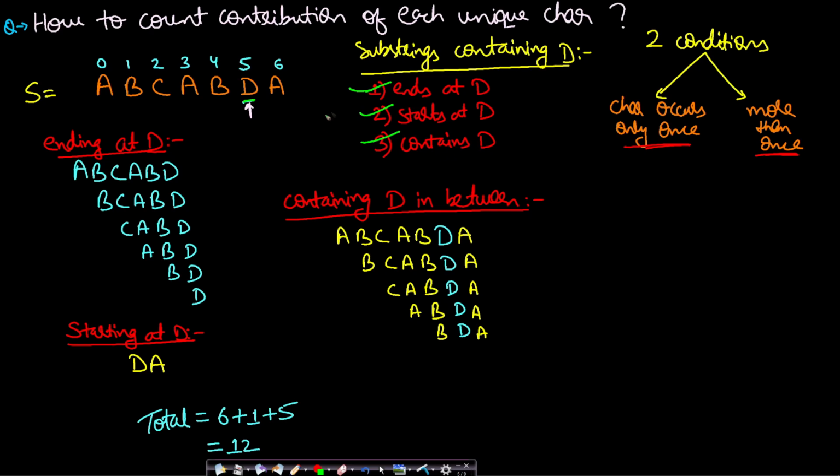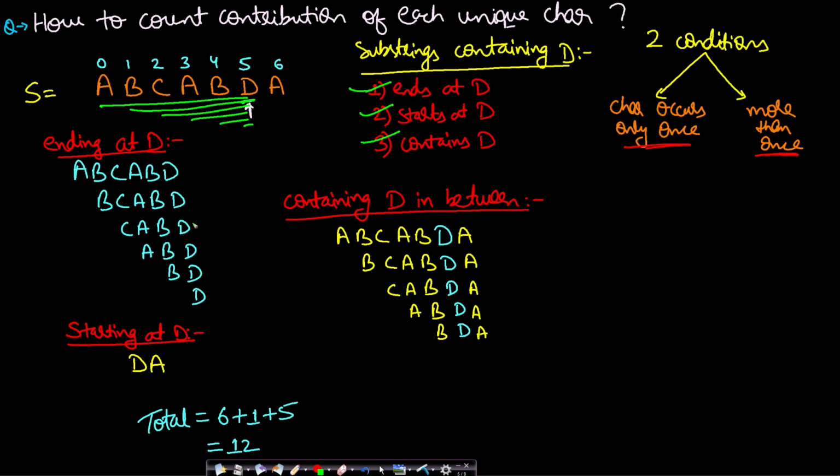So let us see all those substrings which are ending at this D. You will see that it is ABCABD, BCABD, CABD, ABD, BD and D. All these are the substrings which are ending at this D.